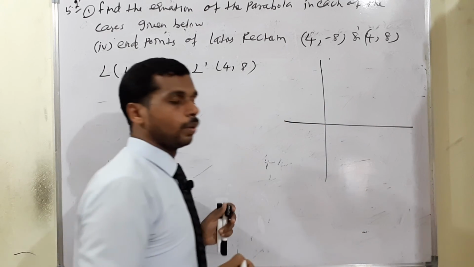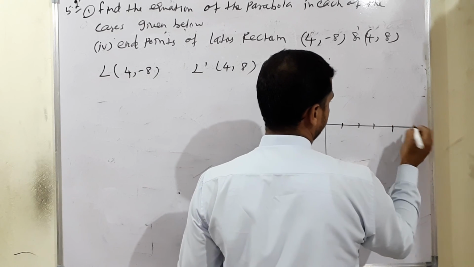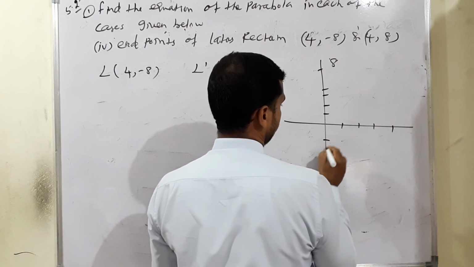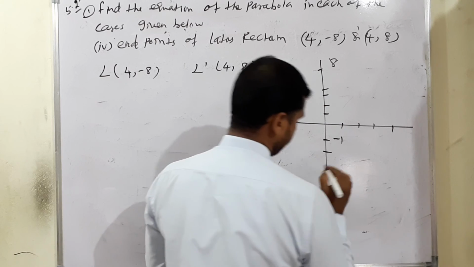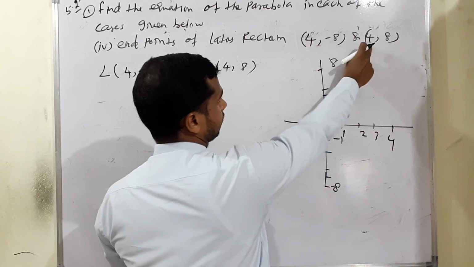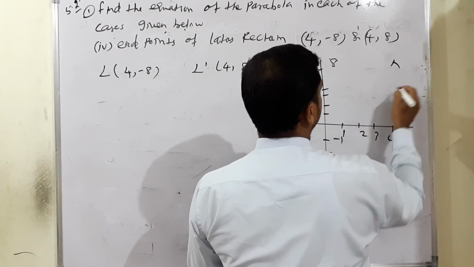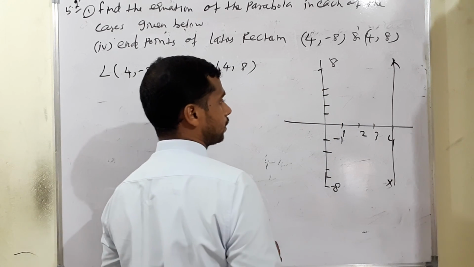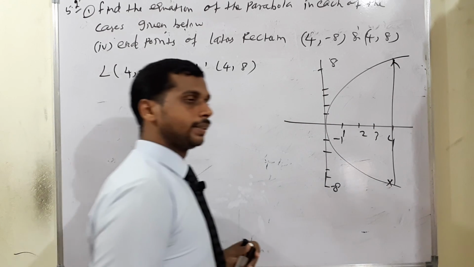First we have to find out the type of parabola. On the x-axis we have 1, 2, 3 and 4, positive 4, and on the y-axis up to 8 and down to negative 8. So the points are (4, 8) and (4, -8). Simply we can say this is a right side open parabola.